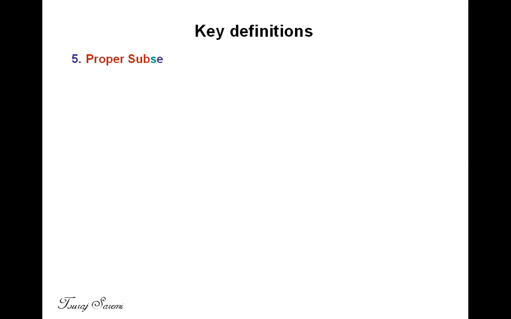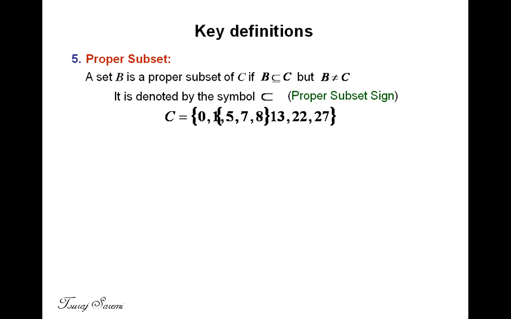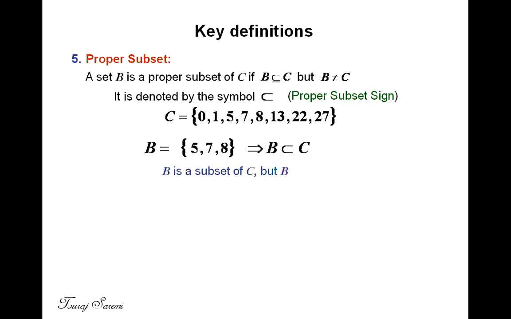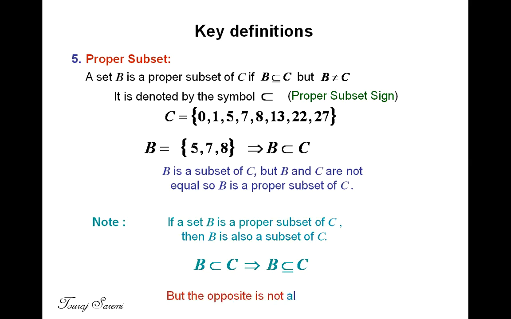5. Proper subset. A set B is a proper subset of C if B is a subset of C, but B is not equal to C. It is denoted by the proper subset sign. B is a subset of C, but B and C are not equal, so B is a proper subset of C. Note: if a set B is a proper subset of C, then B is also a subset of C. But the opposite is not always true.